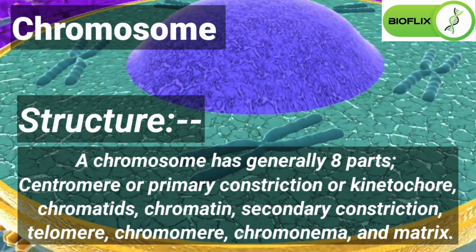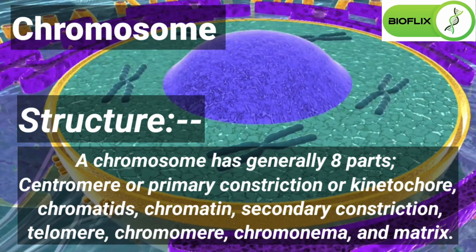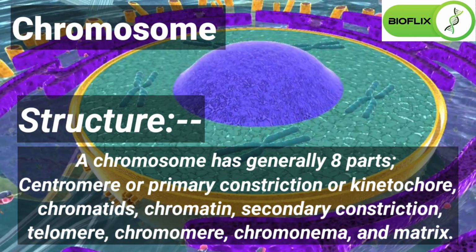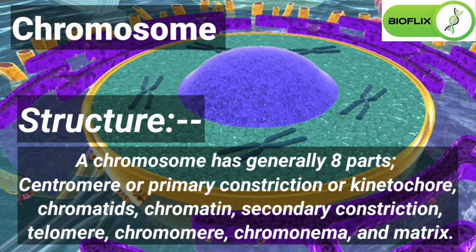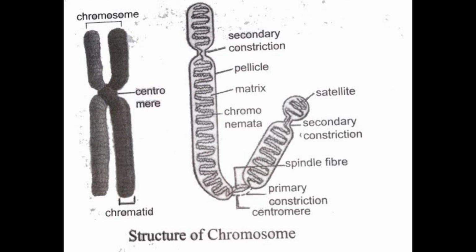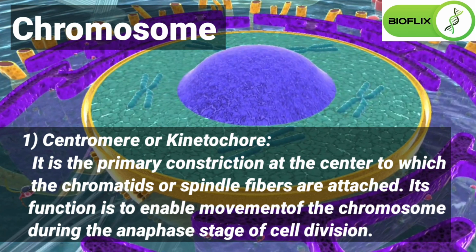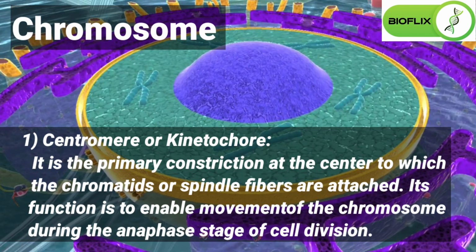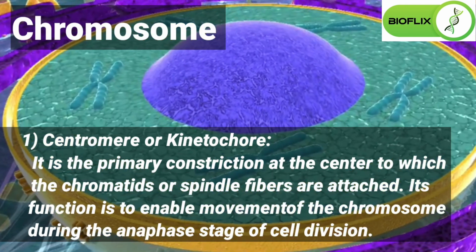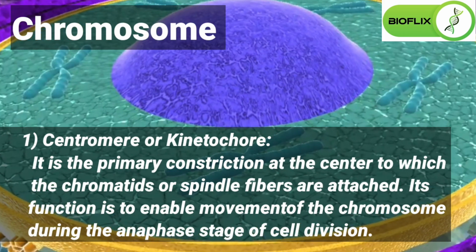A chromosome has generally 8 parts: centromere or primary constriction or kinetochore, chromatids, chromatin, secondary constriction, telomere, chromomere, chromonome, and matrix. Centromere or kinetochore. It is the primary constriction at the center to which the chromatids or spindle fibers are attached. Its function is to enable movement of the chromosome during the anaphase stage of cell division.